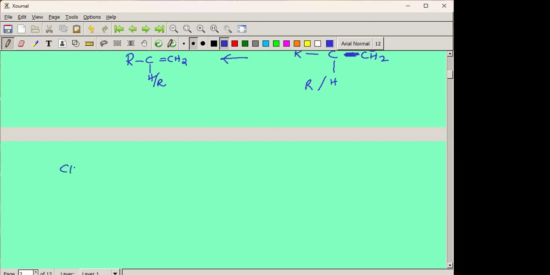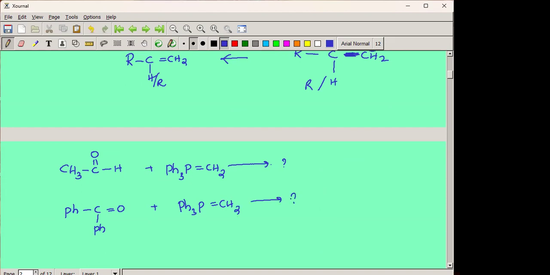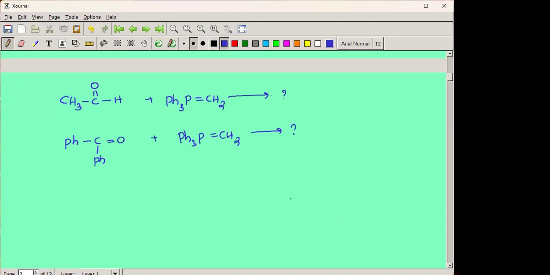So I'll go with a few examples. You can finish this. Here I'm going to take acetaldehyde. When acetaldehyde is treated with the triphenyl phosphine ylide, what do we get? Also I'm going to take benzophenone. When it is treated with the triphenyl phosphine ylide, what do we get? So finish these reactions. And the next intermediate, the sixth intermediate, is nitrenes.